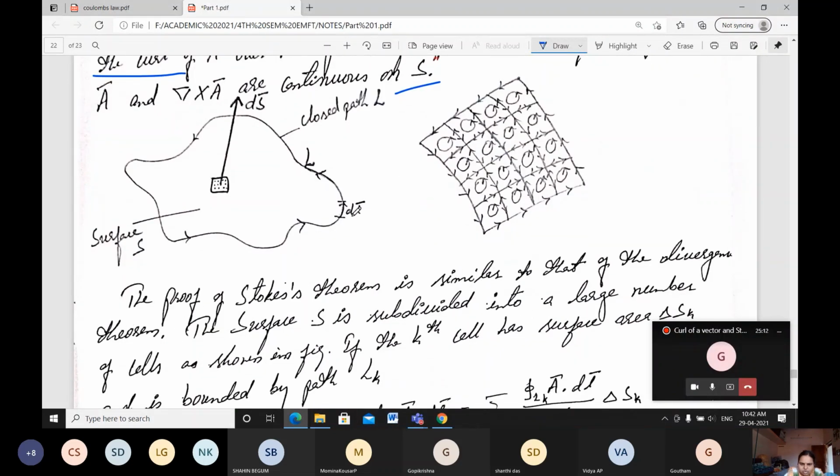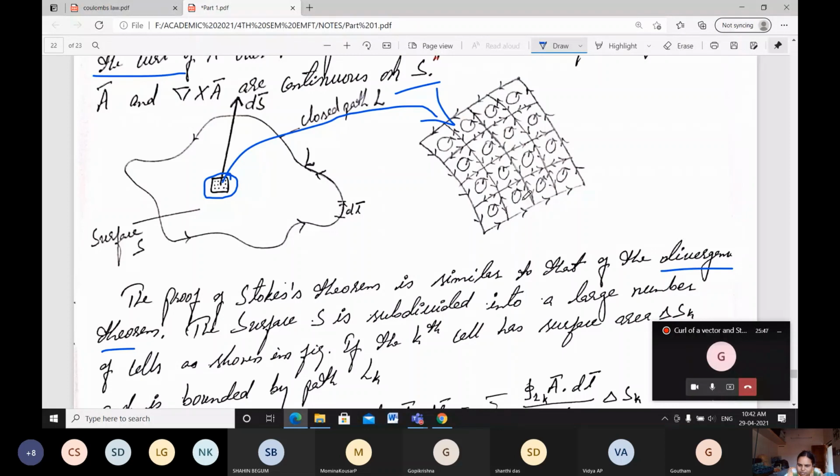The proof of Stokes theorem is similar to that of the divergence theorem, which we took previously. The whole surface S is subdivided into a large number of cells. Observe here, this ds bar, a small differential surface, is taken and represented in this figure. In the figure, again a small area is divided into a number of cells. For those, it is circulated in one more rectangular fashion.